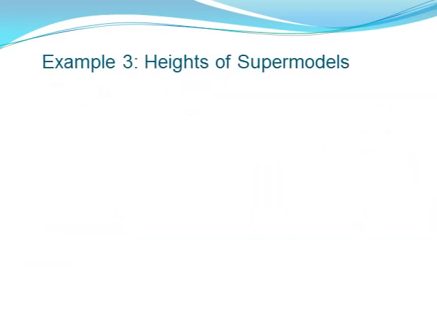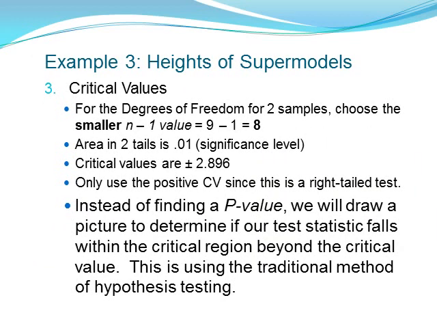Third, we want to look up the critical values. So we find the degrees of freedom, and for two samples we go with the smaller sample size. So n minus 1 would give us 8 for the degrees of freedom. Since we have a 0.01 significance level, that would be the area contained in two tails. And when we look that up in table A3, we go to the 8th row and we go under 0.01 area in two tails, and we find critical values at plus or minus 2.896.